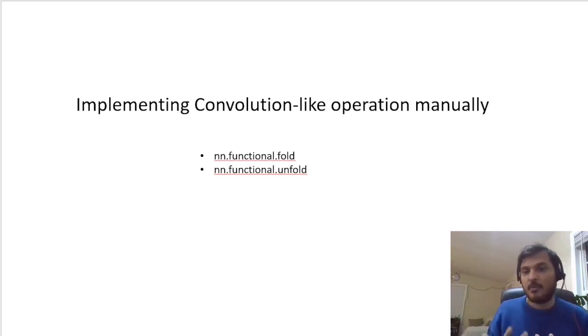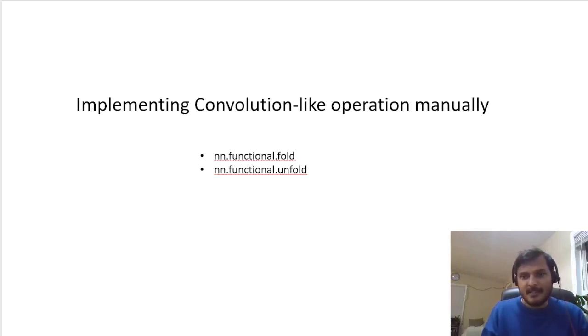So what if you want to apply it manually? How would you go about doing it? You can always use for loops, but if you want to do it in a more efficient manner, how would you do it? PyTorch provides two utilities, nn.functional.fold and nn.functional.unfold.